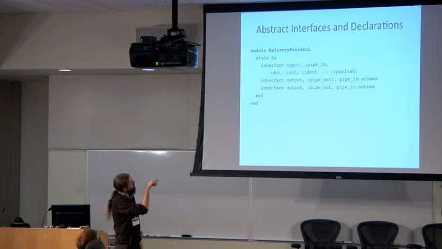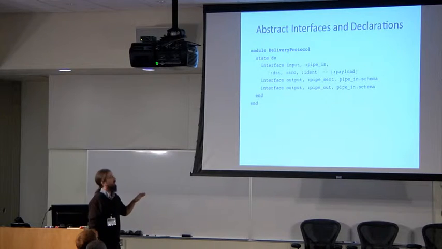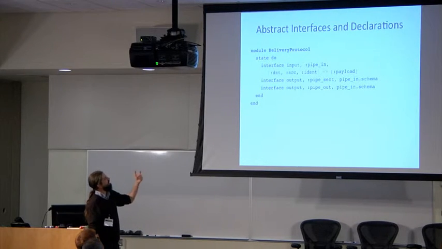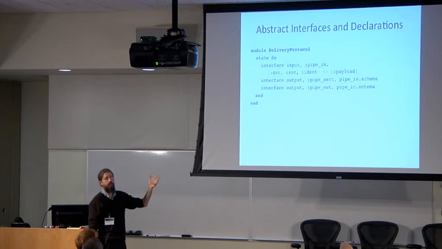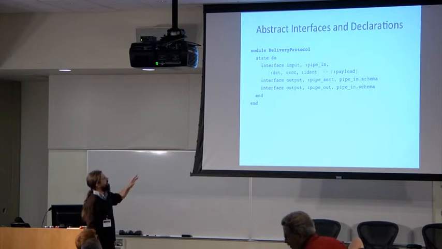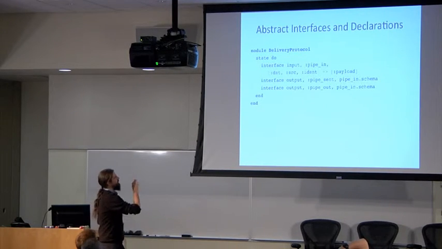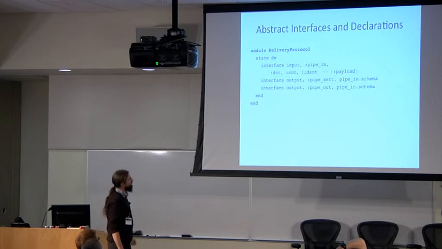And this implication operator is actually a functional dependency. So we're saying the destination, the source, and the identity uniquely identify the payload. Or in database language, dest source ident is the primary key. There are no combinations of dest source ident that have different payloads.